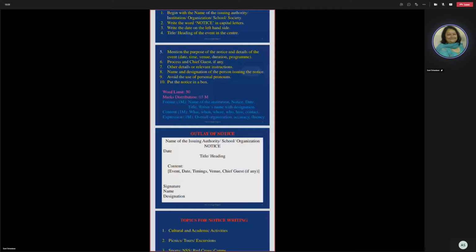The box carries a mark. So you cannot leave out the box. The notice has to be written in a box. Now, the word limit is 50. Now you would say, ma'am, how would we know that it is 50 words? We don't have that much of time to calculate it, right?